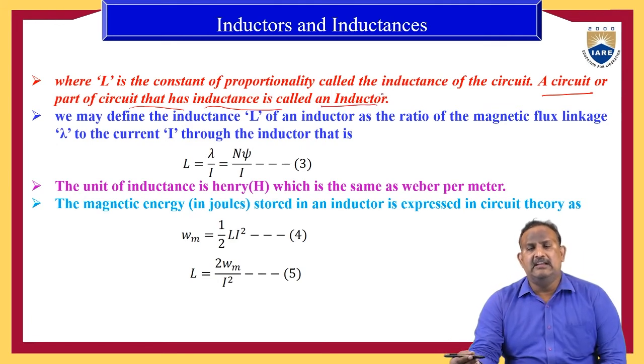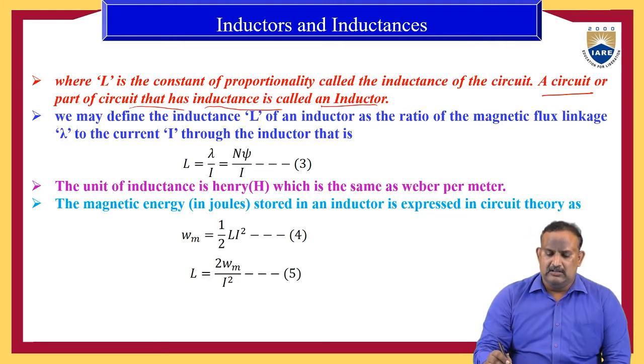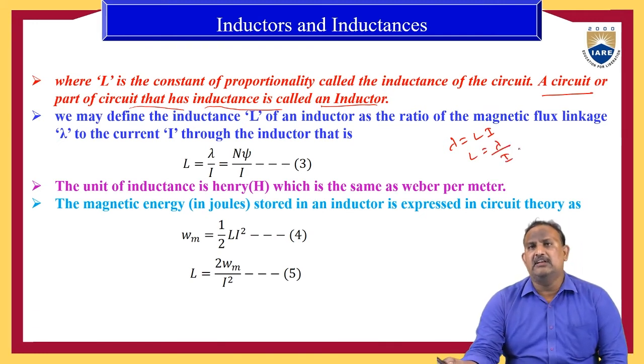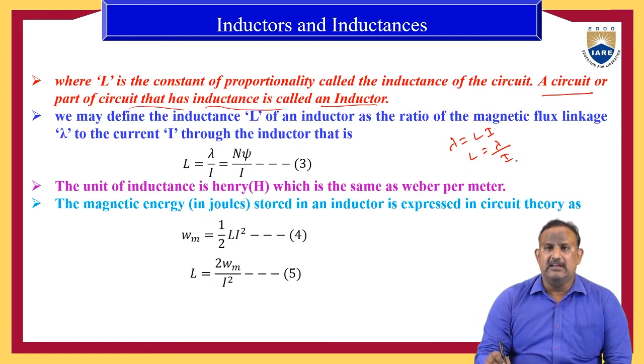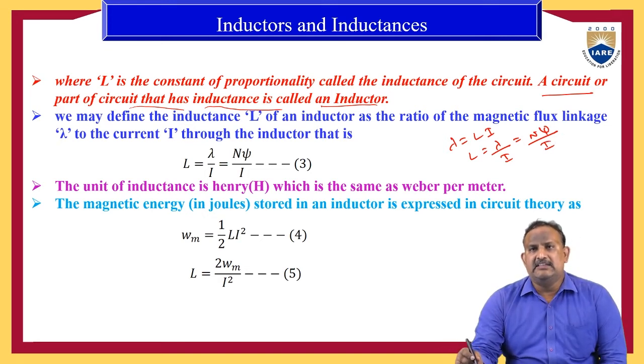So we may define the inductance L of an inductor as follows. Already we know that the flux linkage lambda is equal to L into I. Therefore, from this equation we can define inductance as the ratio of flux linkage to the current passing through the inductor. Therefore, L is equal to lambda by I. But we know that lambda equals N into psi, where N is the number of turns and psi is the flux in the circuit. Therefore, L equals N psi by I. The unit of inductance is the Henry, which is the same as Weber per ampere.